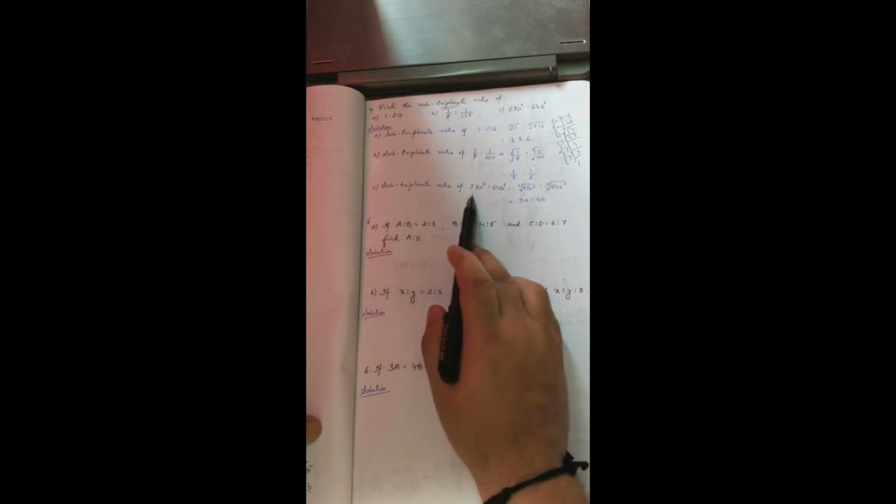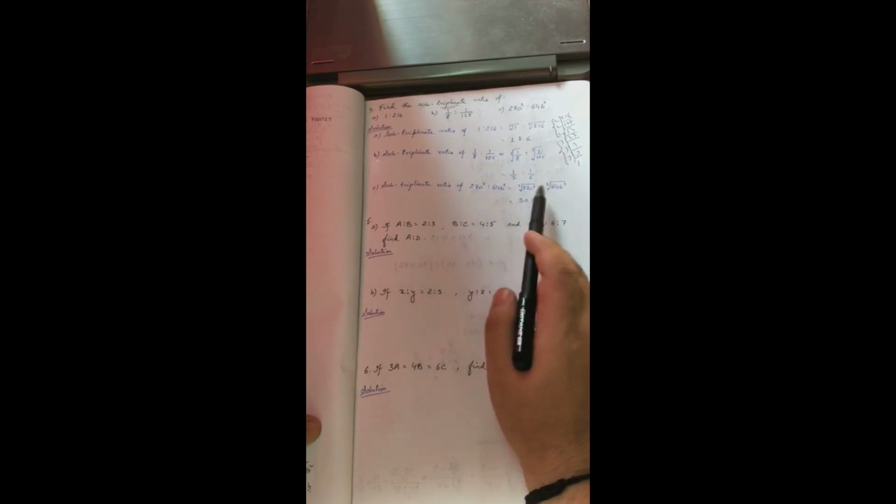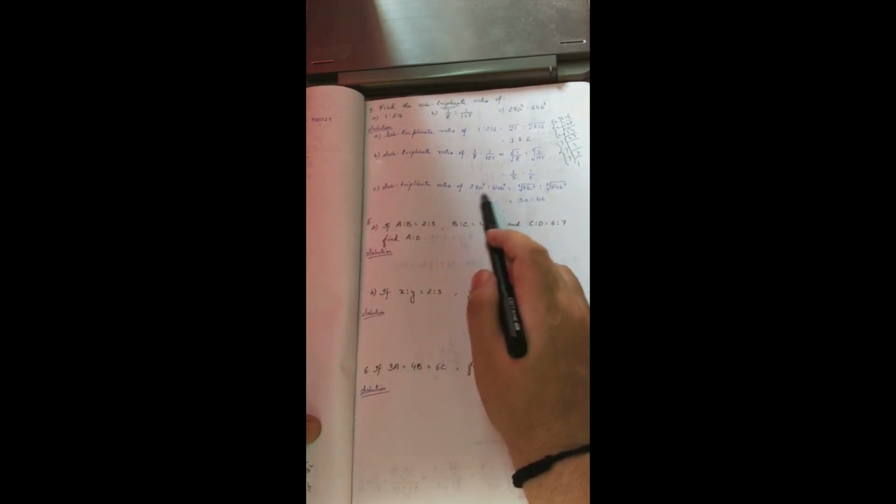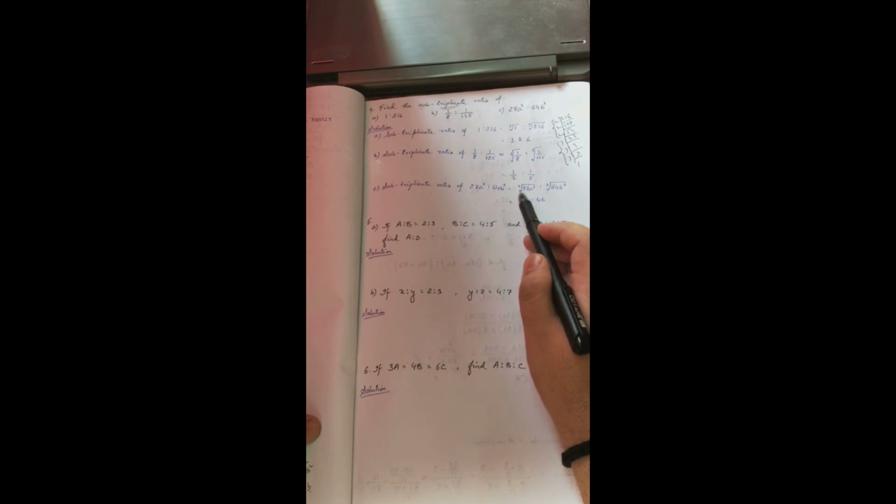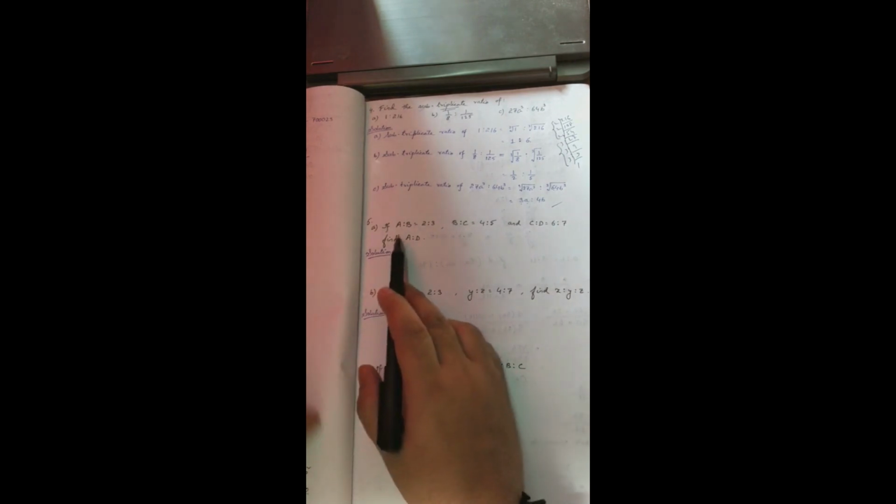Similarly, the sub-triplicate ratio of 27a cube is to 64b cube. So again we have to take the cube root. Cube root of 27a cube: the cube root of 27 will be 3, because 3 into 3 into 3 is 27, and the cube root of a cube is a. For 64, 4 cube is 64, and b cube is b. So 3a is to 4b. Okay. Next, there is a sum.